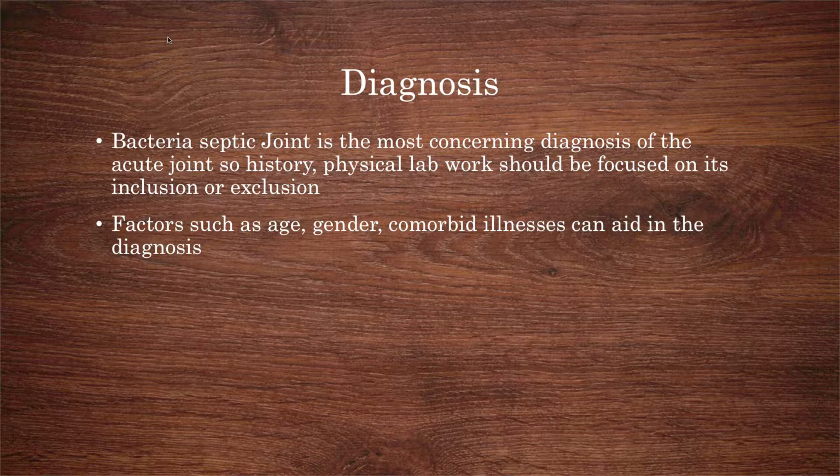So diagnosis. From an ED perspective, it's the diagnosis not to miss on an acute joint. So it's pretty important to at least think about it and use your history and physical to either include or exclude whether or not you're working with a septic joint. Age, gender, and comorbid illnesses can help with the diagnosis as well.